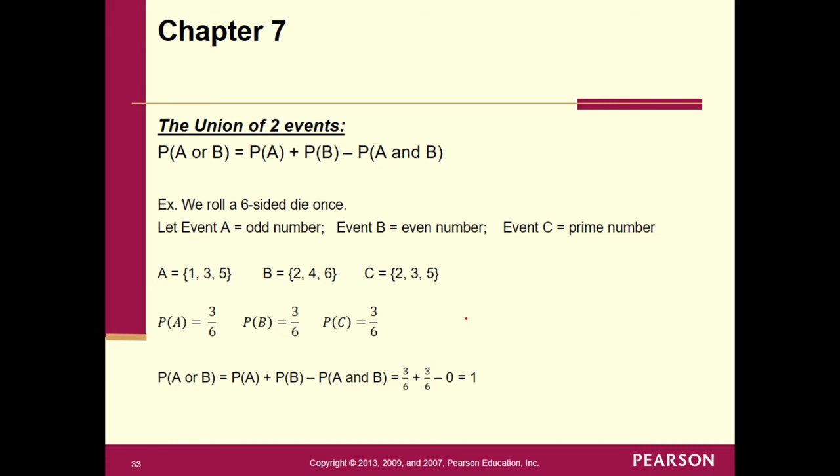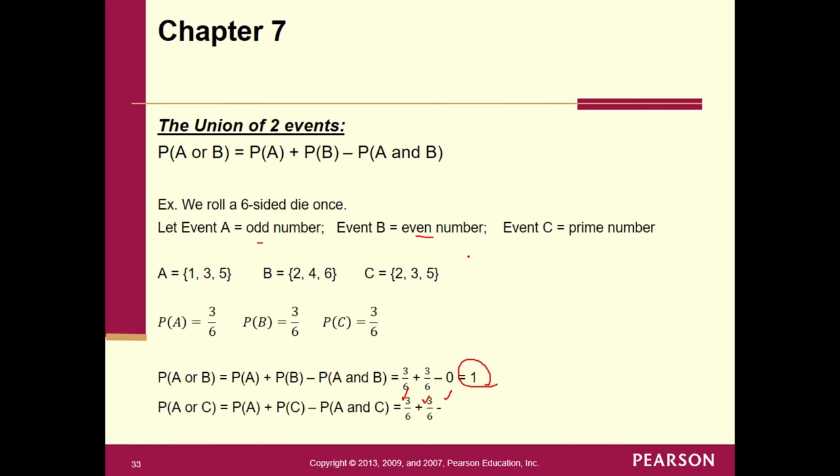Let's go figure out the probability of A or B. The probability of A is what? We just said it was 3 out of 6. Here's the probability of A plus the probability of B. That's 3 out of 6. And notice I said the intersection of A and B is 0. Why? Because with regards to A and B, there's nothing alike about them. There is no intersection, so that's 0. So the probability of A or B happening is 1. Either we're going to roll an odd number or we're going to roll an even number.